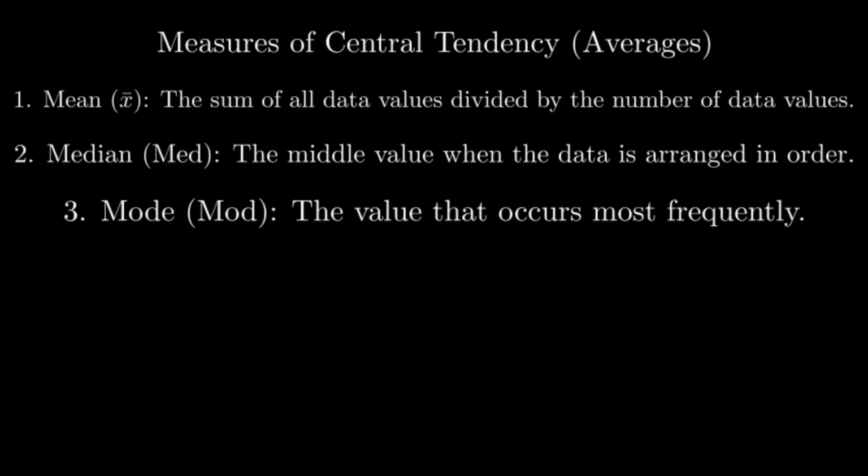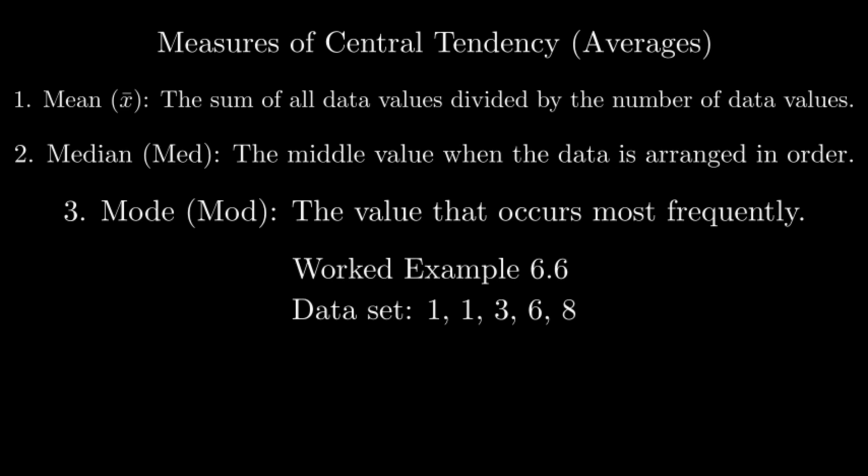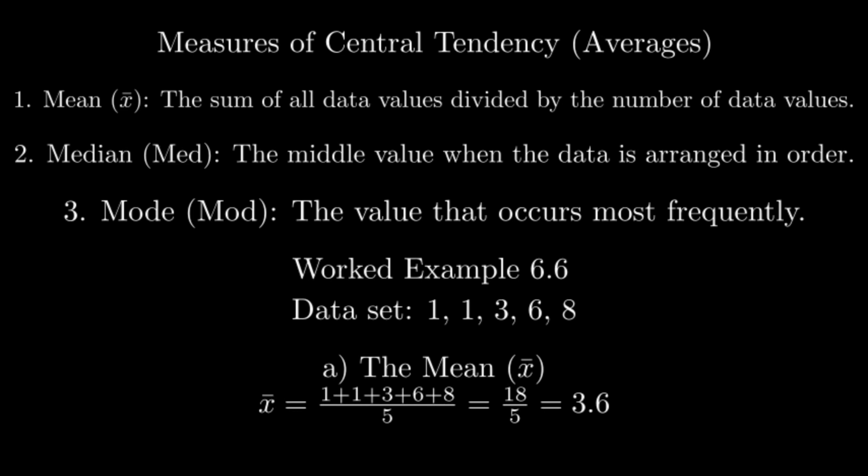Let's calculate these for a simple data set. While you can often use your calculator, it's important to understand how they are calculated. Consider the data set 1, 1, 3, 6, and 8. To find the mean, we sum the values. 1 plus 1 plus 3 plus 6 plus 8 equals 18. There are 5 values, so we divide 18 by 5, which gives us a mean of 3.6.